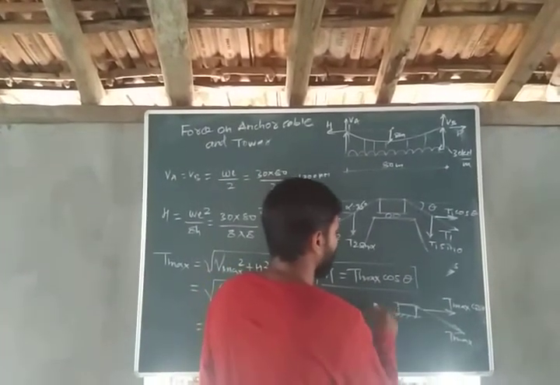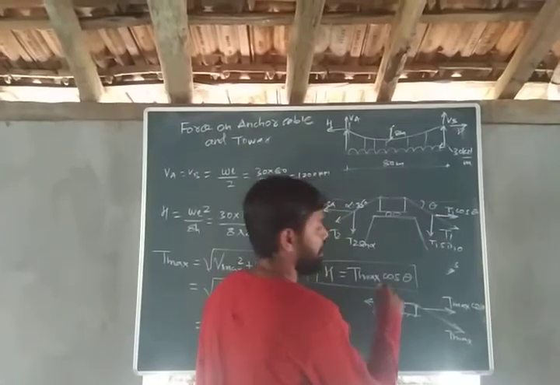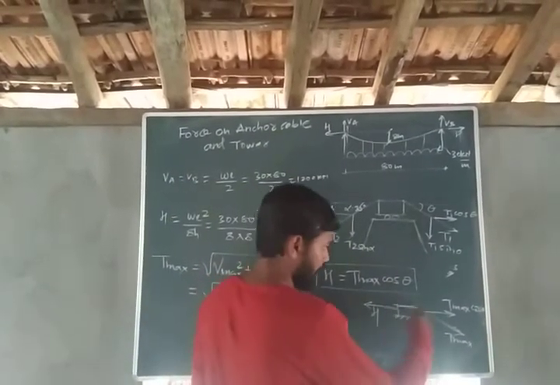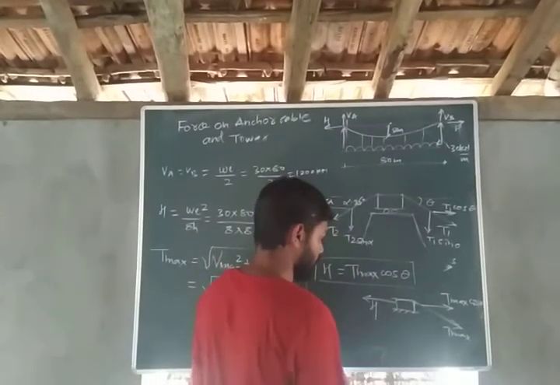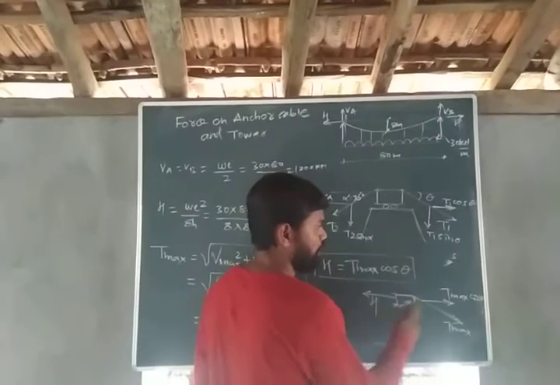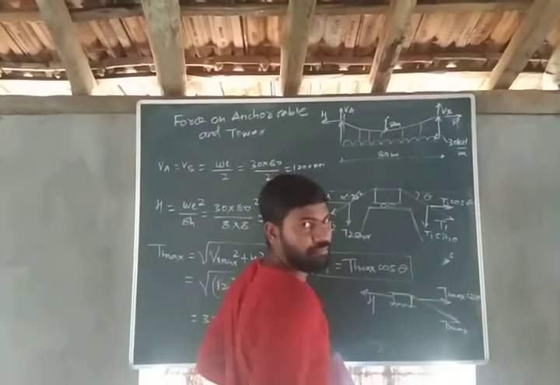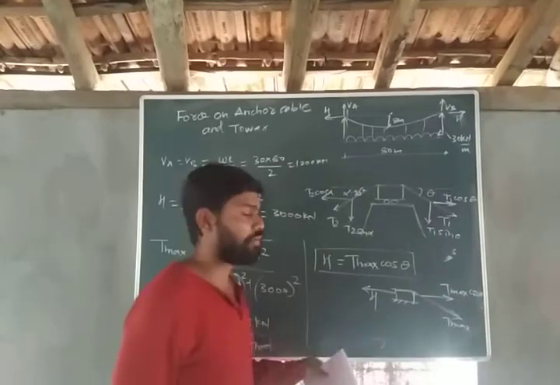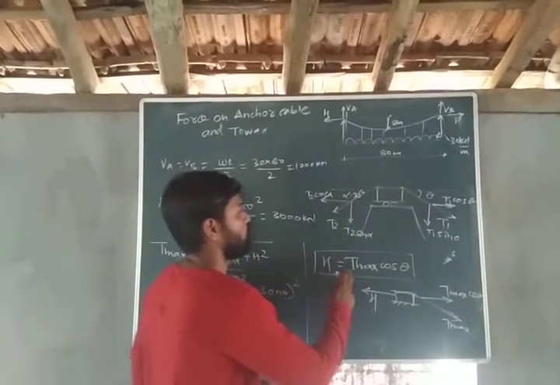आणि सपोर्टच्या ठिकाणी आपला हॉरिझॉन्टल थ्रस्ट आहे तो किती आहे? H आहे. If you apply the summation H equal to 0 over here, you will get H should be equal to T max cos theta. That is the equation over here. H is equal to T max cos theta.